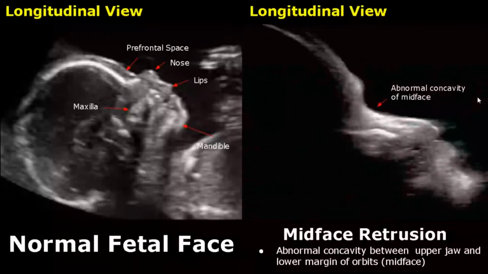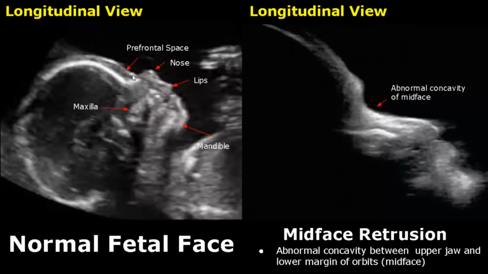Midface is the area between the upper jaw and lower margin of orbits. In midface retrusion, an abnormal concavity is seen between the upper jaw and lower margin of the orbits. It is associated with a variety of abnormalities such as trisomy 21, Turner syndrome, and many other syndromes.